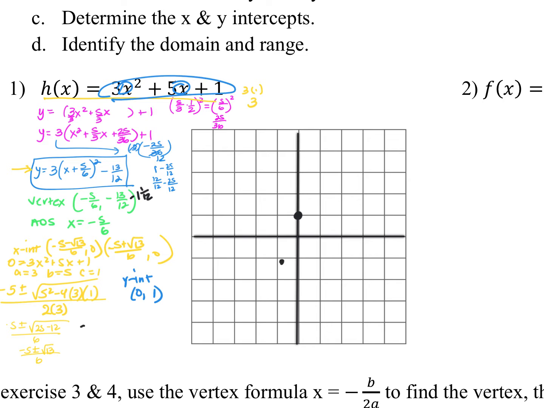So I would say the square root of 13 is in between 9 and 16, so this is like a 3.5. Negative 5 minus 3.5 over 6, and then negative 5 plus 3.5 over 6. So I'd get negative 8.5 over 6, which is like negative 1, just past a little bit here. And then this is going to be negative 1.5 over 6, which is like negative 0.2-ish.